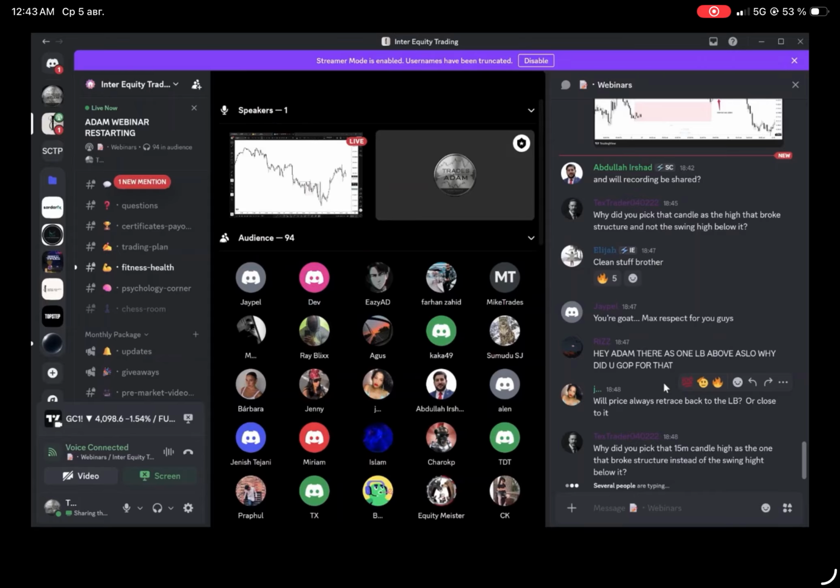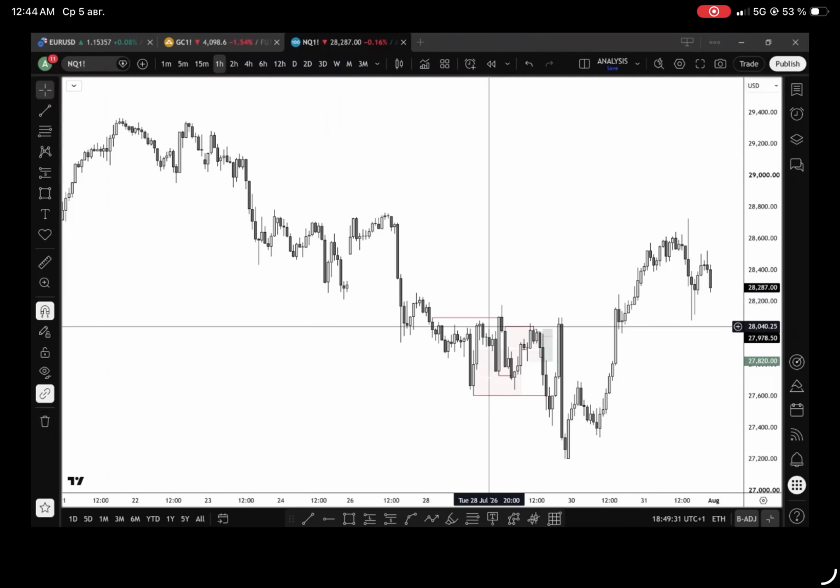Any questions? Why did you pick the 15-minute candle high as the one that broke structure instead of the swing high below it? What are you referring to? This 15-minute high. Look at the build up. So we tap in and we break structure above. We induce sellers and trap them. Once we've trapped sellers, we have no reason to go higher yet, because this move's induced buyers.